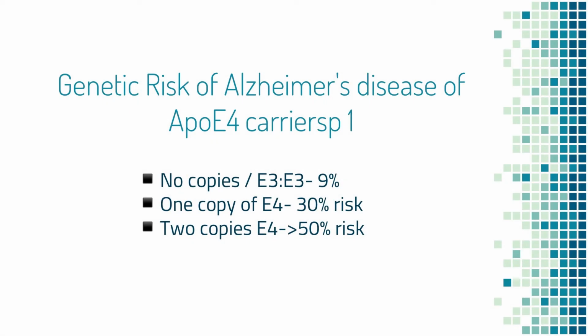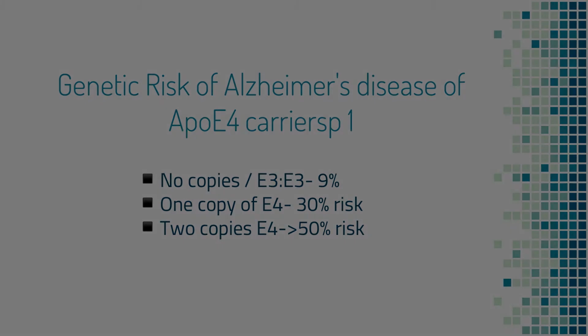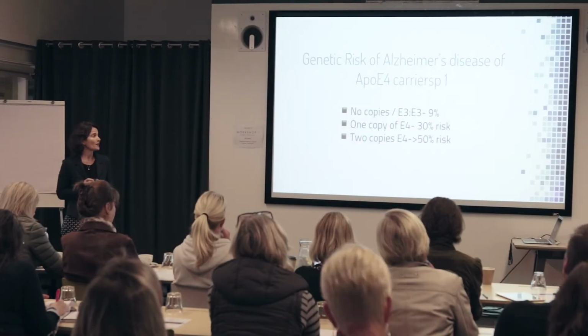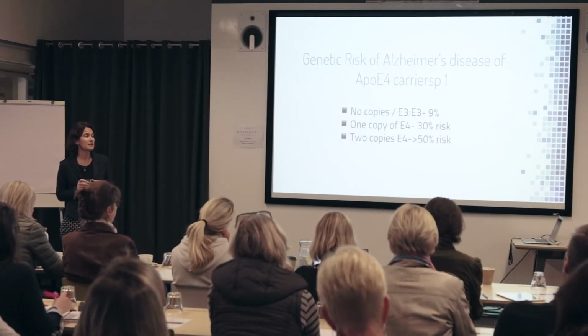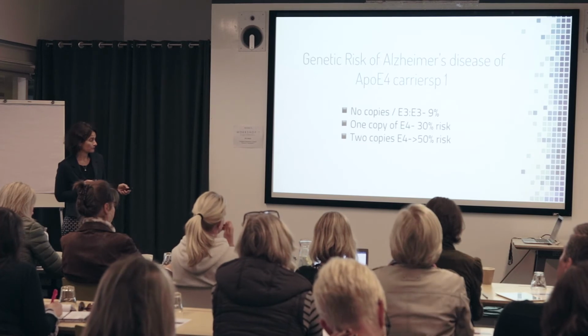So the genetic risks of Alzheimer's disease: even if you have no copies of APOE4, you still have a 9% chance of developing Alzheimer's. If you have 1 copy, the risk is 30%, and with 2 copies, it's 50 to 90%. Initially it was written as about 50%, but now they're talking closer to up to 90% if you're homozygote for E4.